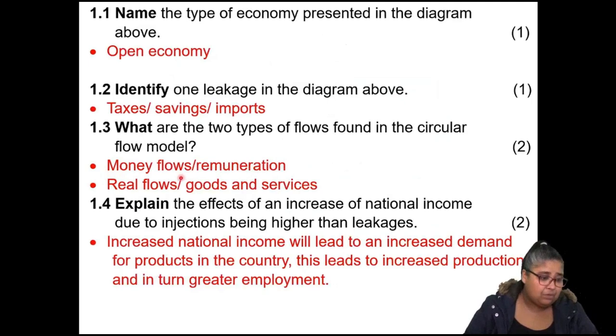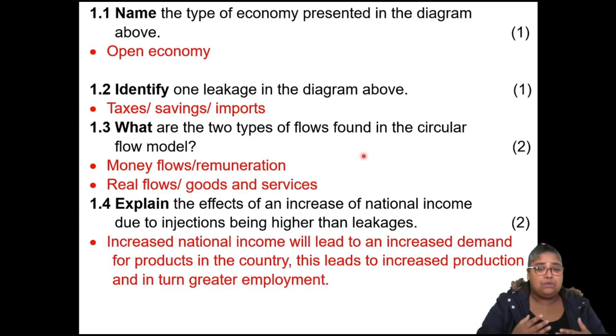It's the money flow or the real flow. Had you said remuneration, income and expenses or income and spending, that would have been accepted. And then the real flow, goods and services and factors of production. Okay, so this answer required a mark allocation of 2. Now, do you see that it doesn't specify whether it's 1 multiplied by 2 or 2 multiplied by 1? But in the question, it asks you, what are the 2 types of flows? So 2 answers were required, okay?